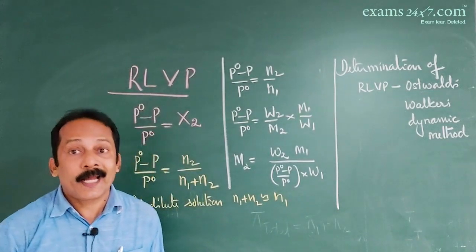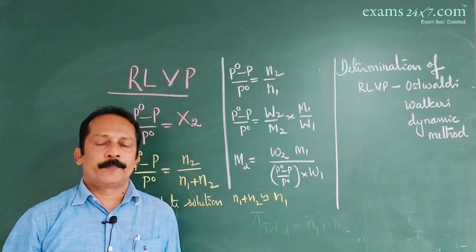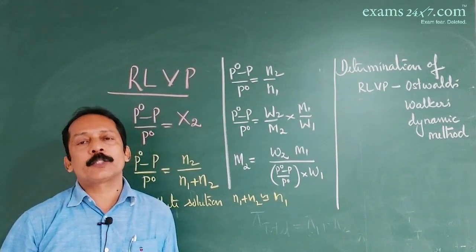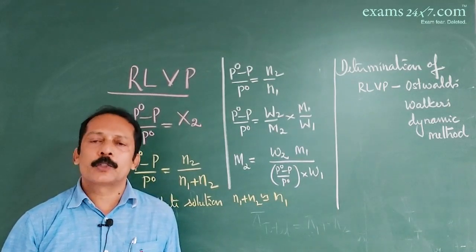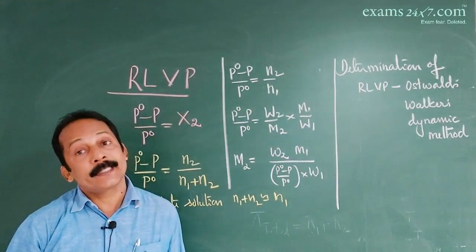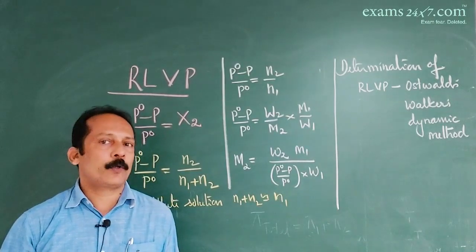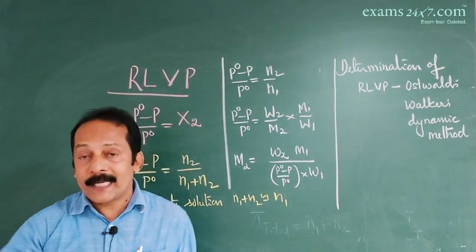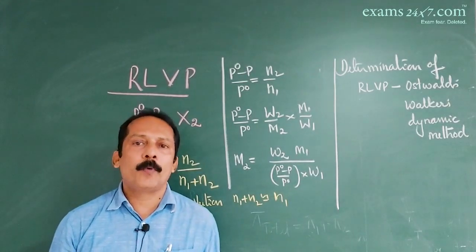The pure and dry air is continuously supplied through the solution bulb as well as the solvent bulb. There will be a decrease in weight of the solution bulb and solvent bulb, but there will be an increase in weight of the U-tube containing anhydrous calcium chloride. By knowing this change in mass, we can calculate the relative lowering of vapor pressure.